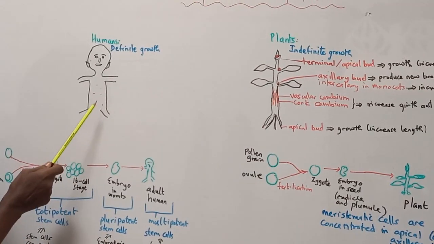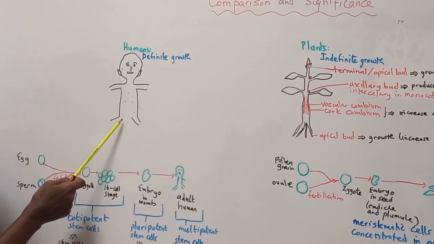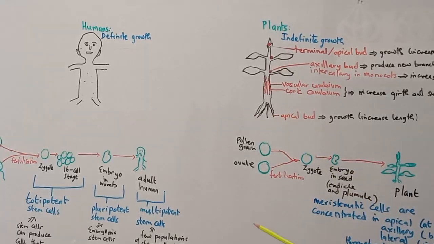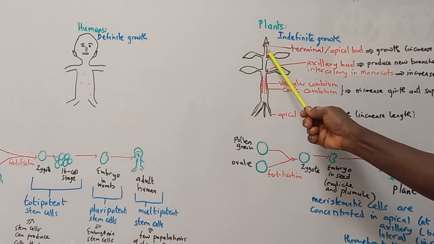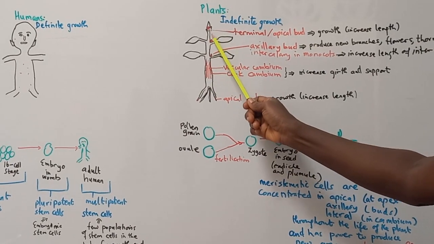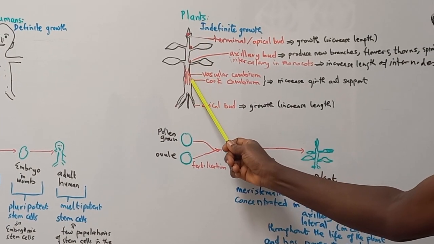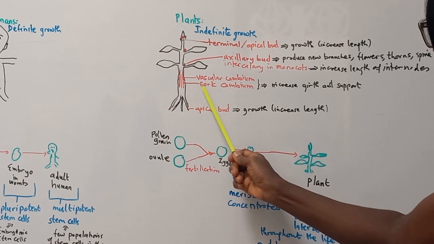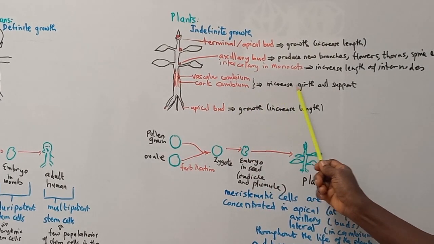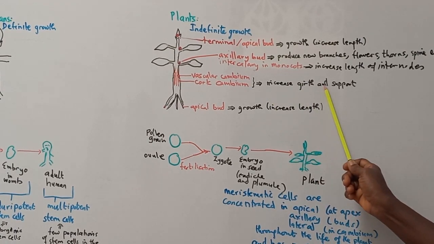This does not happen in humans where you have definite growth. You have two eyes and no more. But in plants, the meristematic cells are left at specific areas. Among the meristems, you also have vascular cambium and cork cambium. They are all meristematic cells to increase the girth of the plant and also for support.